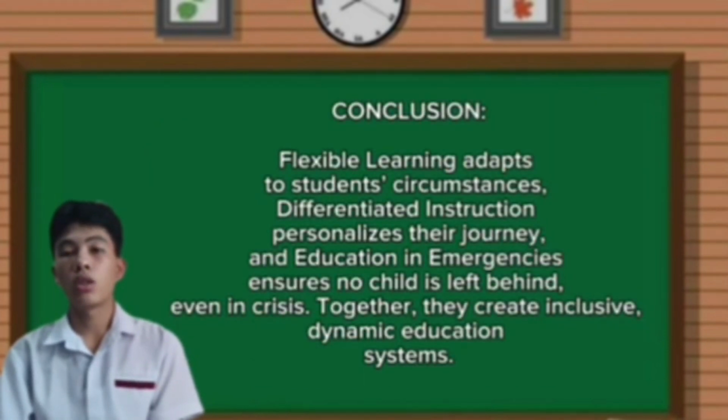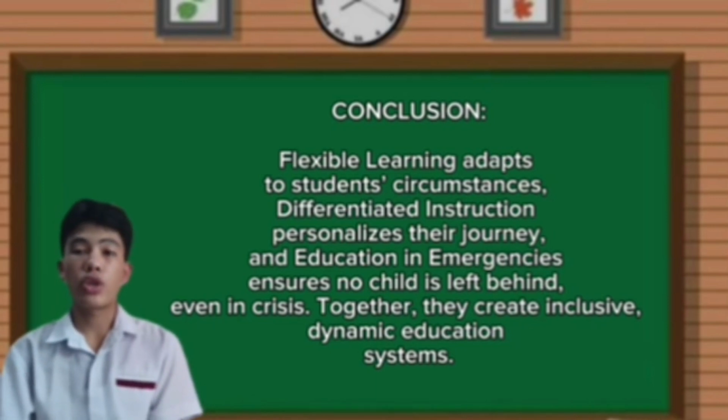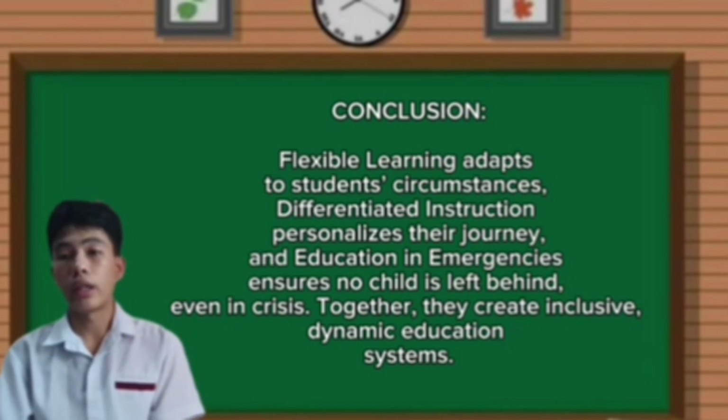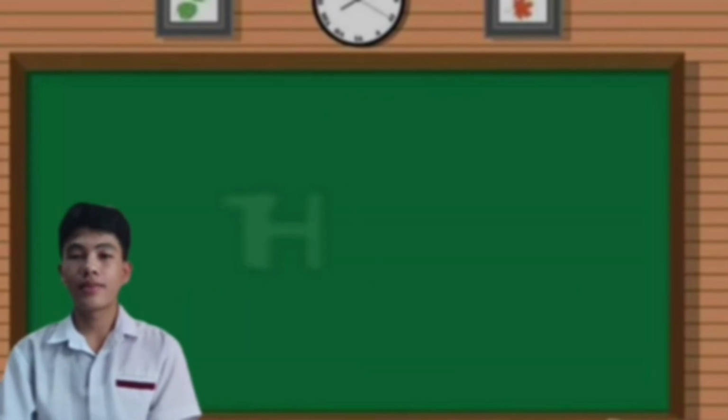In conclusion, flexible learning adapts to students' circumstances. Differentiated instruction personalizes their journey, and education in emergencies ensures no child is left behind, even in crisis. Together, they create an inclusive, dynamic education system.